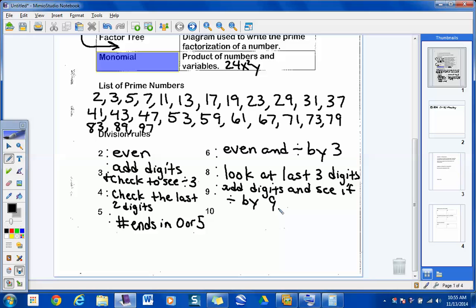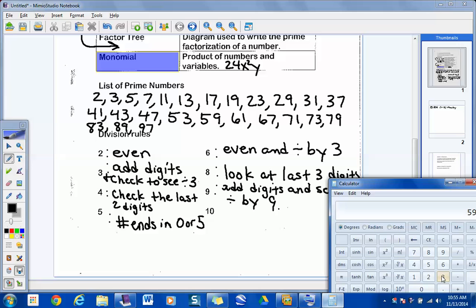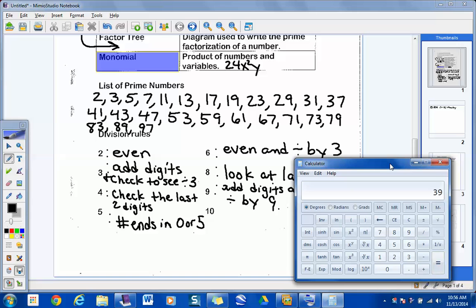Add the digits. So I'm going to add my digits in 351. What's 3 plus 5 right here? These all add up to 9, right? So when I add these 3 digits and get 9, does 9 divide evenly into 9? It does, doesn't it? Okay. So we know then that 351 has to be divisible by 9. How many times here? Let's just check it and see. Okay, so 9 times 39 is 351, right? Okay, so that's what's going on there.